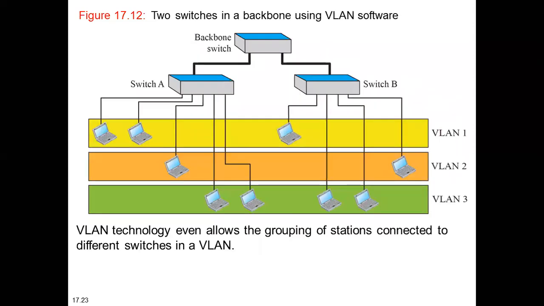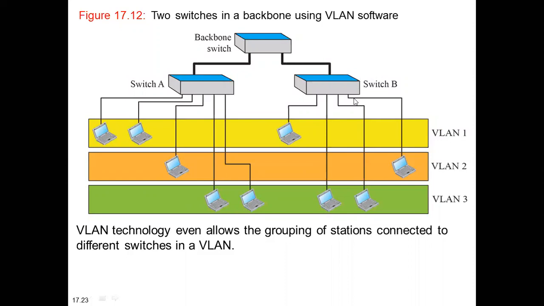In VLAN also you can have different categories, grouping can be done in VLAN also. You can observe here two switches in a backbone using VLAN software. This is a backbone switch. The backbone switch can be connected to different switches. In this case, two switches are given, switch A and switch B, right? Under switch A, various stations will be connected to a particular area of a LAN, that is, a virtual LAN.